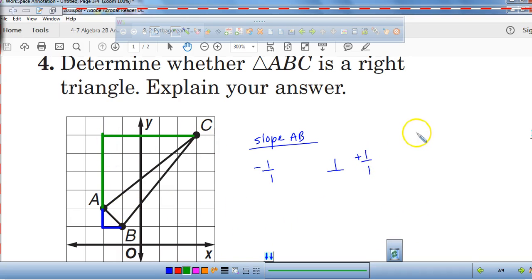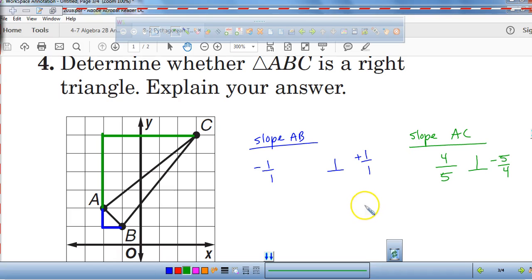So let's check out the slope. And this is what you should write on your paper. Okay? The slope of AC. Let's see how much it goes up. 1, 2, 3, 4. So it goes up 4. And then it goes over 1, 2, 3, 4. Oh, 5. Oh, the perpendicular slope of a 4 over 5 would be a negative 5 over 4.